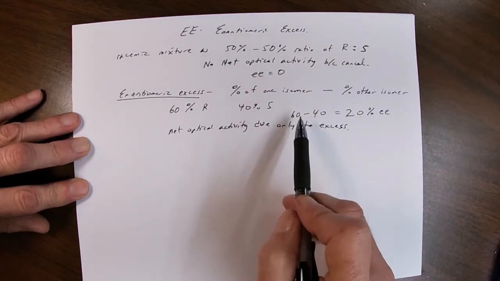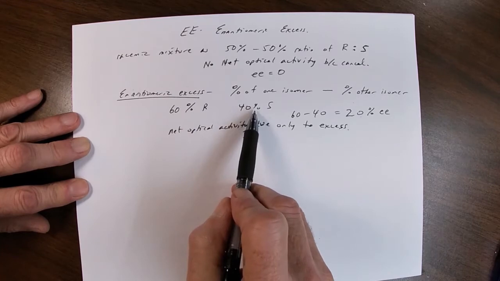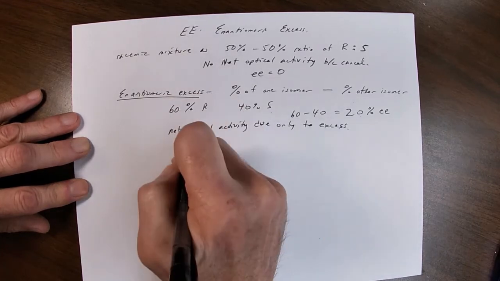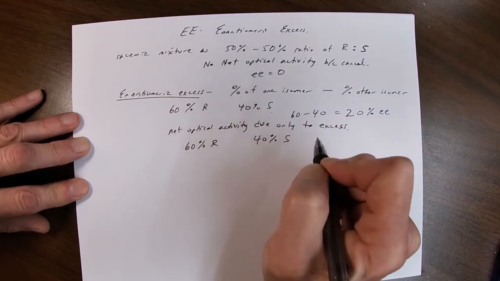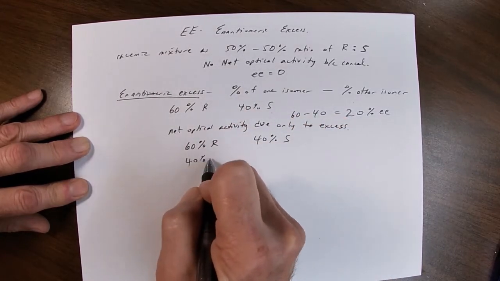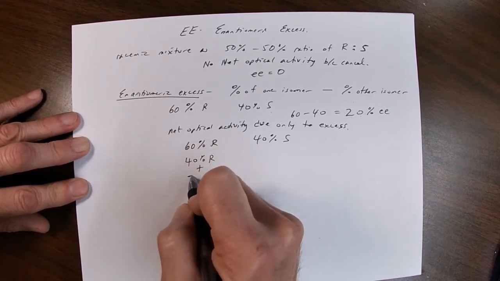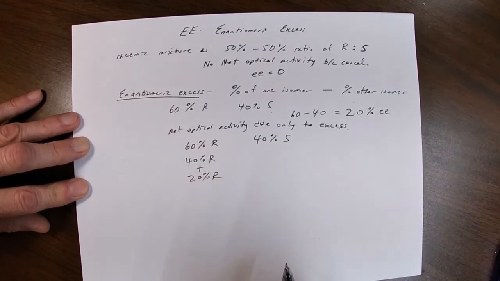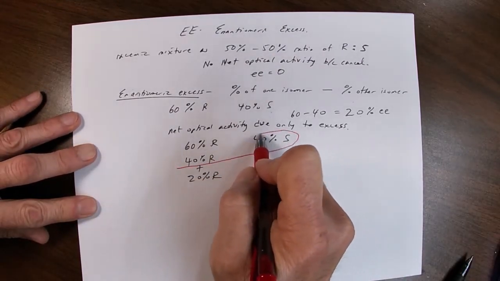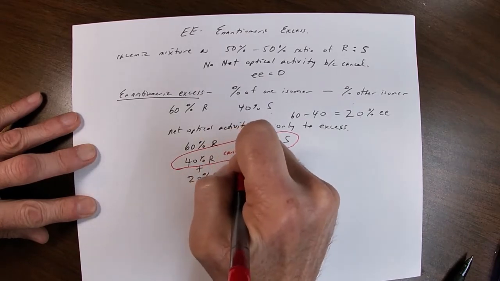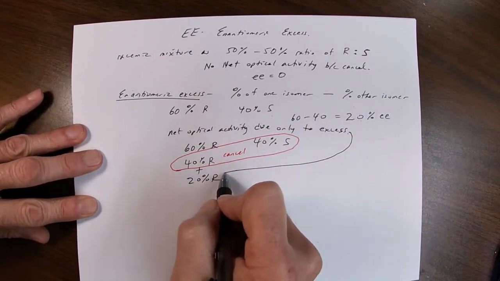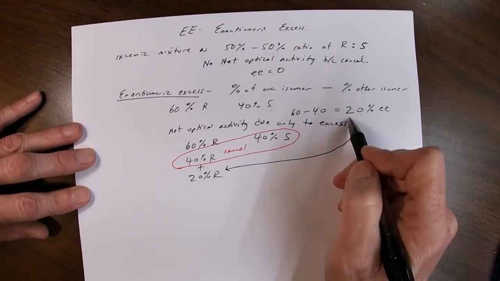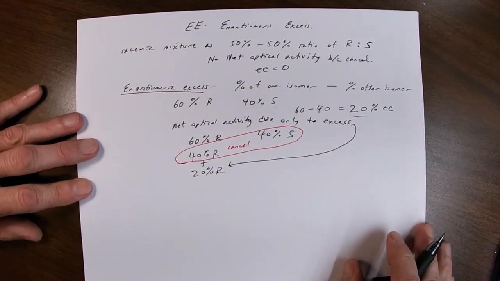So if I have 60% of the R isomer and 40% of the S isomer, so let's write that down, 60% of the R and 40% of the S. Let me break this down: 40% R plus 20% R. The 40% R and the 40% S cancel. So the activity is due only to the excess, the 20%. That's why we use the enantiomeric excess.